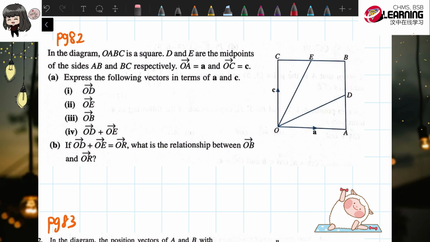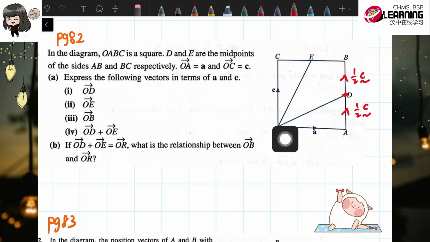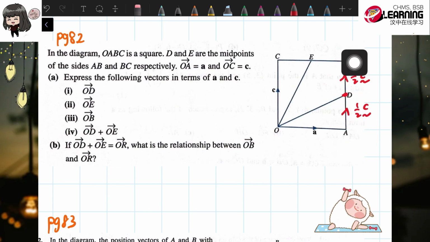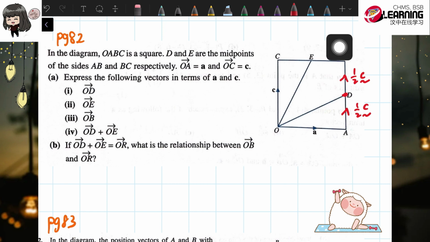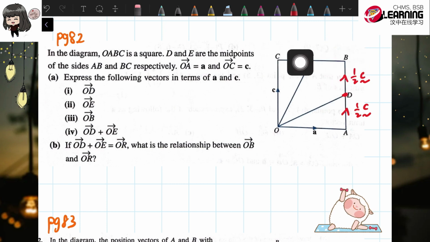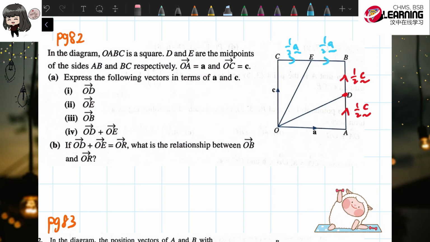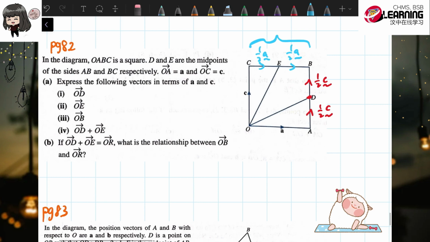But then D and E are midpoints, right? Midpoint means that it's half. So here will be half C, here is also half C. Since this whole thing is C, AB is C, so half C, half C here. And if you want to find CE, CE is half of A, because from here to here is also A. So here will be half A, here also half A. Just a hint, because this one is A and this one is C.